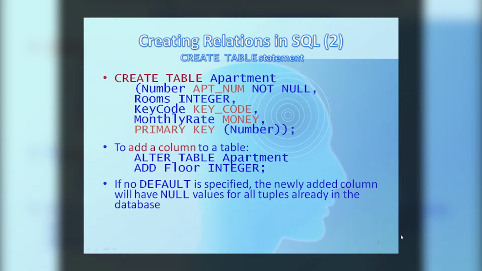Next example shows us how we can add a column to a table. Alter table apartment, add flu integer.